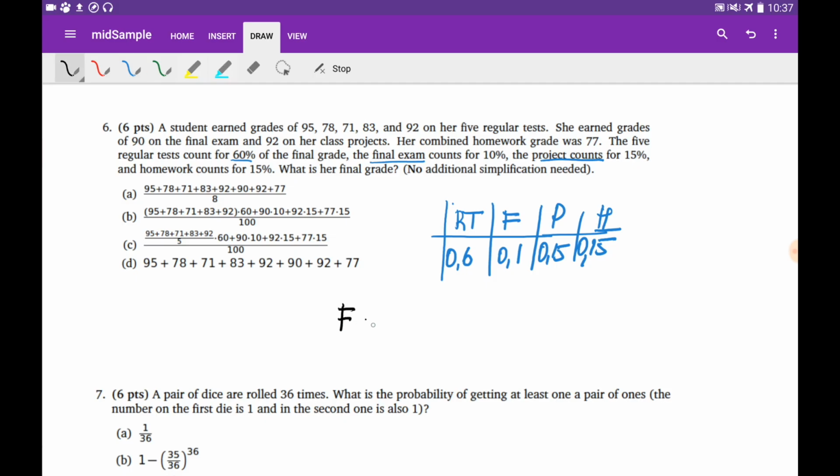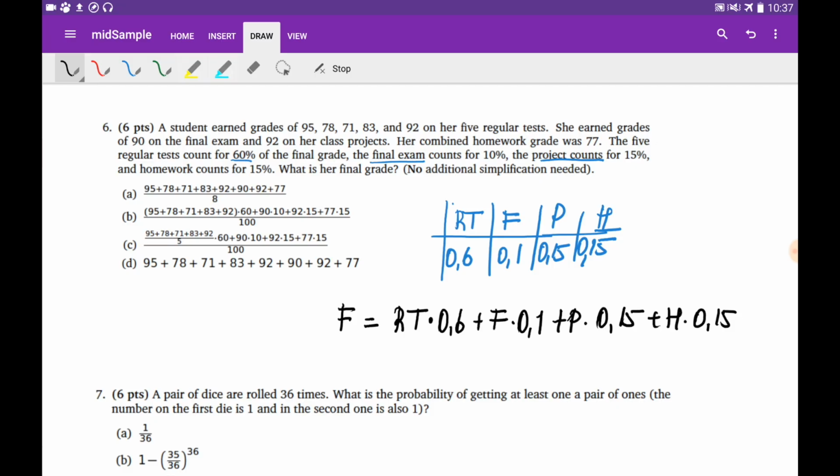So her final grade is going to be the regular test multiplied by 0.6, plus the final exam grade multiplied by 0.1, plus projects multiplied by 0.15, plus homeworks multiplied by 0.15, and we have to calculate this.